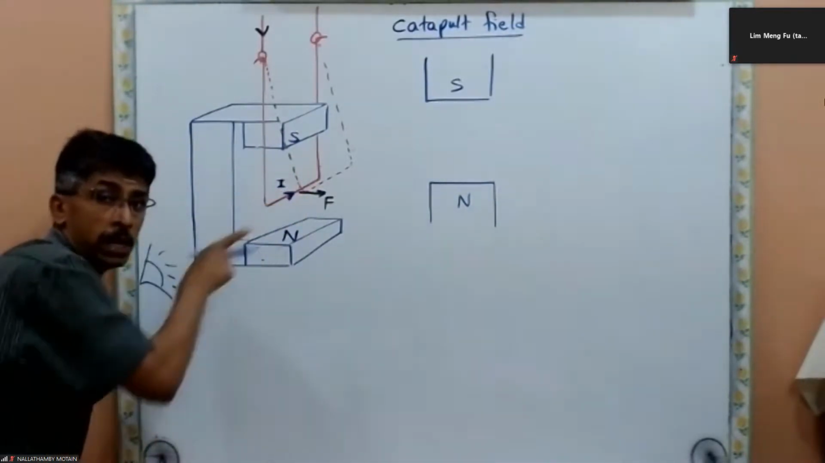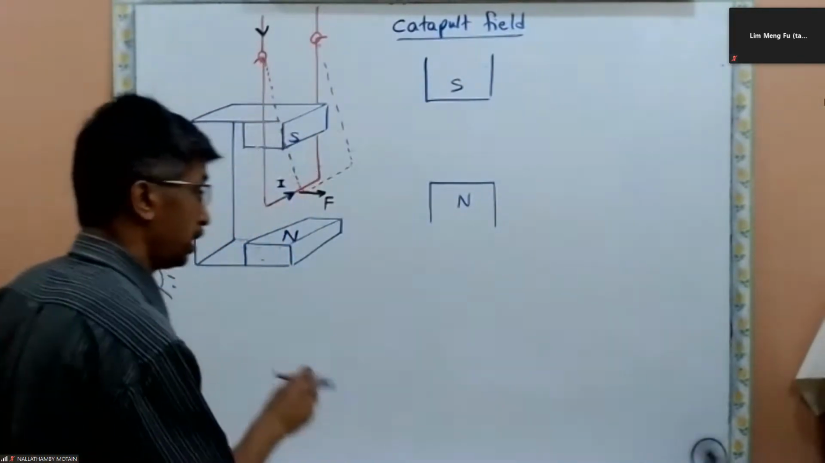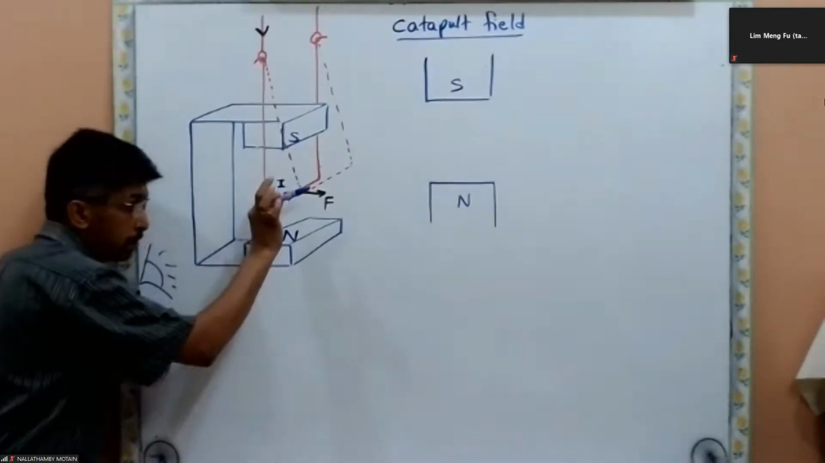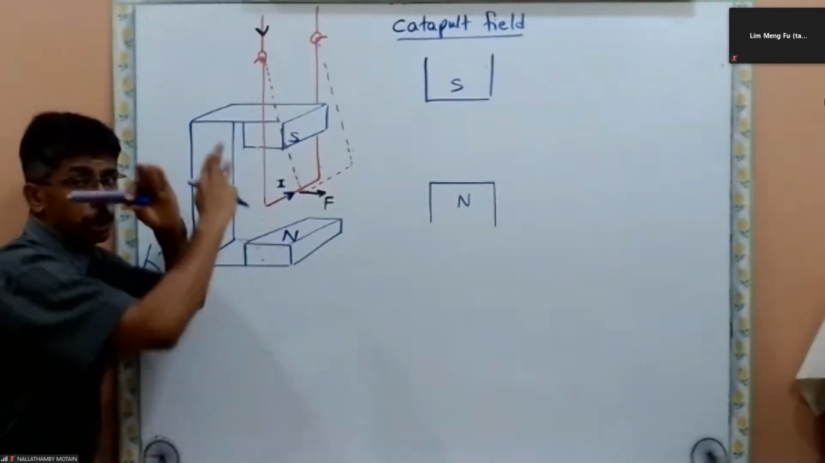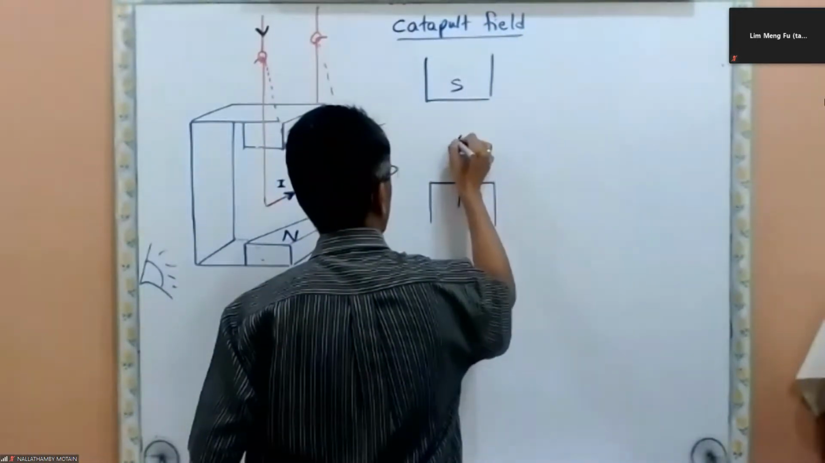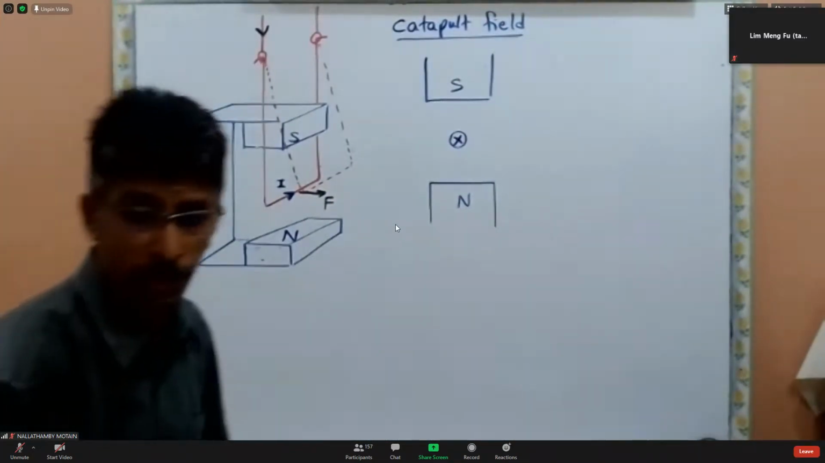Flowing inward, yeah? So we have to put dot or cross. I told you, right? If inward, let's say there's an arrow, it goes in, you're looking at the back. So we need to put a cross. So here, current is flowing inward. This is a catapult field that you need to know how to draw.